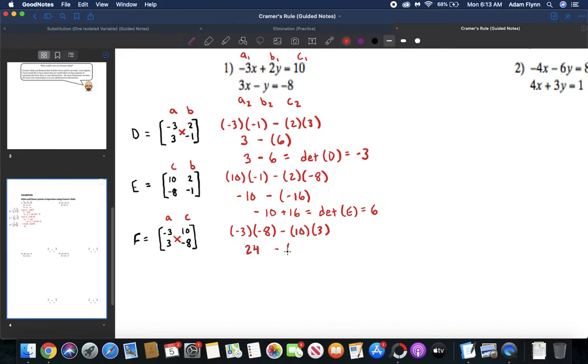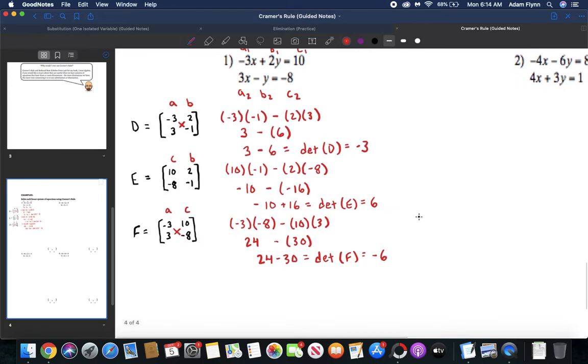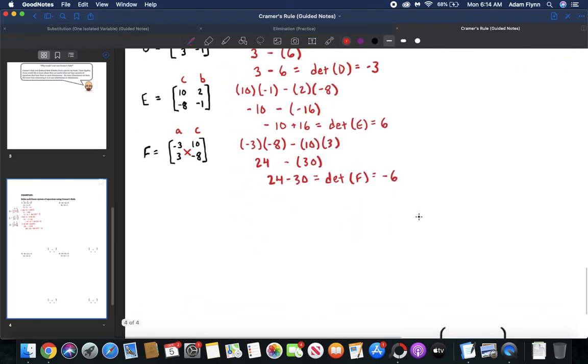-3 times -8 is going to be +24, minus 10 times 3 is going to be 30. 24 minus 30, I'll get rid of the parentheses, is going to be our determinant of F. 24 minus 30 is going to be -6. So at this point, we have found our determinants of all three matrices, D, E, and F.